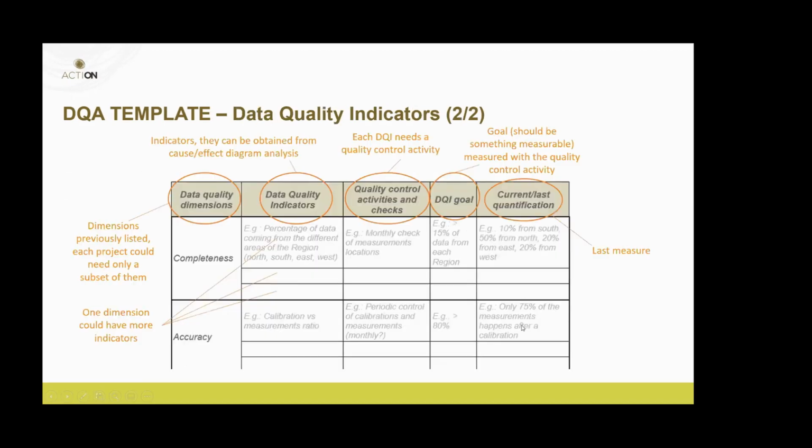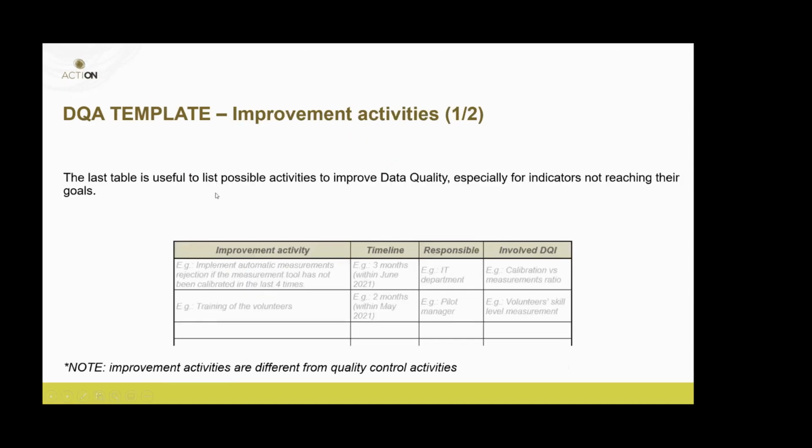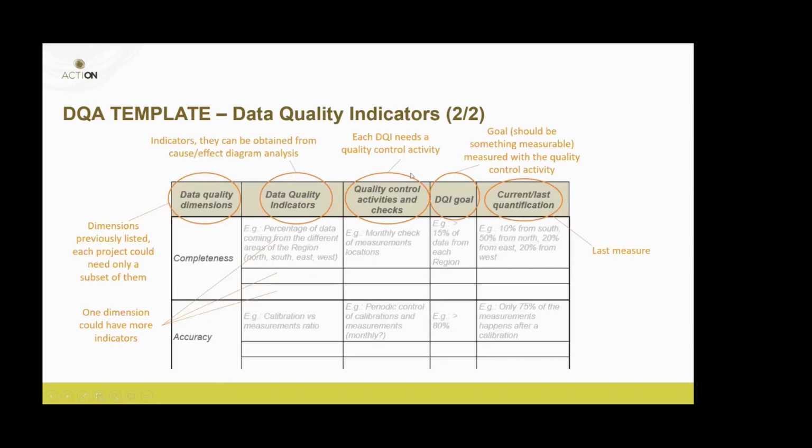I should find it here in the data quality indicators, but it is below in the table. You can't see it now. You will see it in the Excel in the full template. And the improvement activities, these activities are different from this, because these are check activities. So this is where I check my indicators.